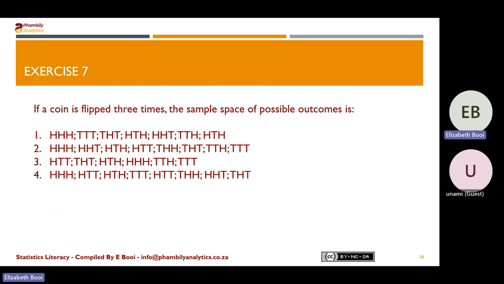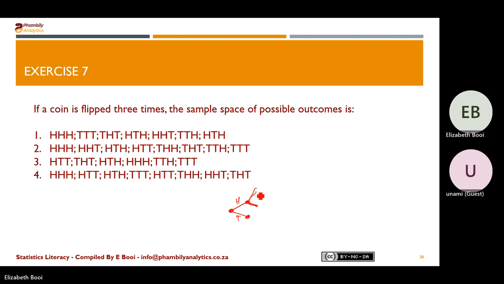Okay, now we go into interesting stuff. If a coin is flipped three times, the sample space of all possible outcomes would be. So in this instance, you can use a decision tree because they say a coin is flipped three times. So we're going to create three levels. We start at the beginning and we branch out into a head and a tail. This is the first toss, right?